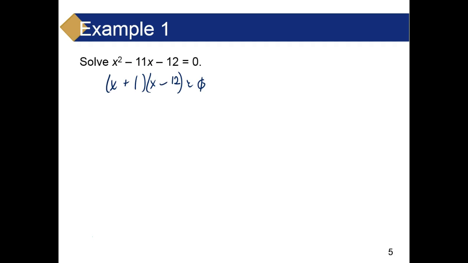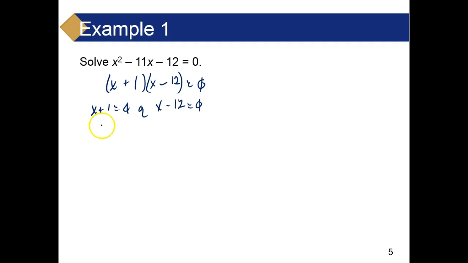Let's see. Foiling it, x times x is x squared, good. Minus 12x plus x would be minus 11x, good. And these two, negative 12, got it. Now what do we do? Now set each of them equal to 0 separately. x plus 1 equals 0, or x minus 12 equals 0. That's that zero product principle.